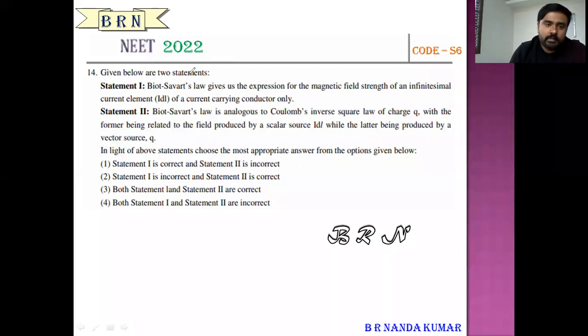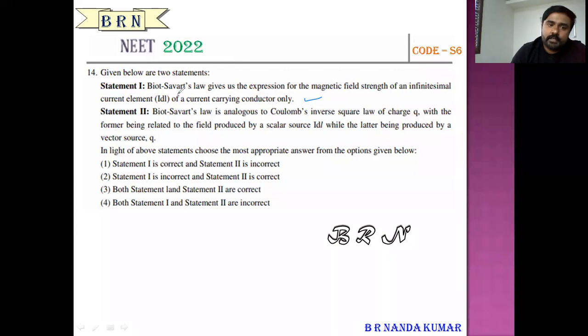Given below are two statements. Biot-Savart's law gives us the expression for the magnetic field strength of an infinitesimal current element Idl of a current carrying conductor only. So this is the right answer. Biot-Savart's law gives the expression for magnetic field due to a current element, and it is correct.